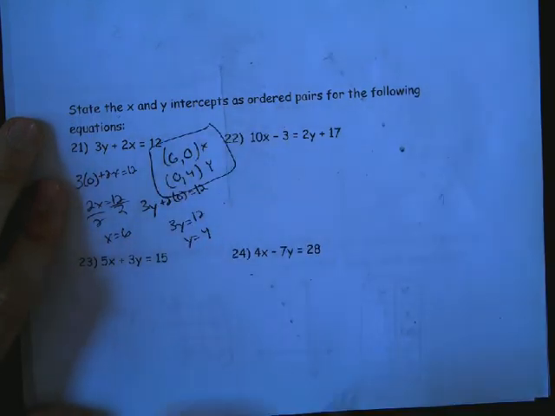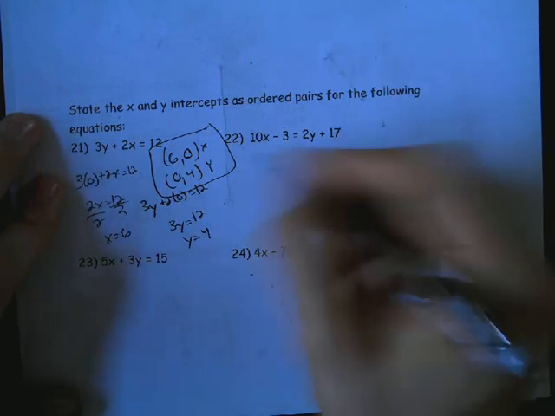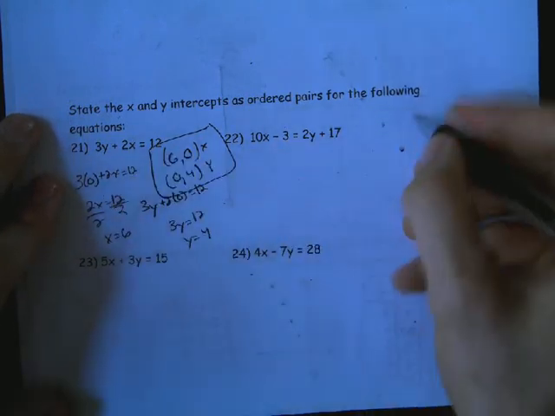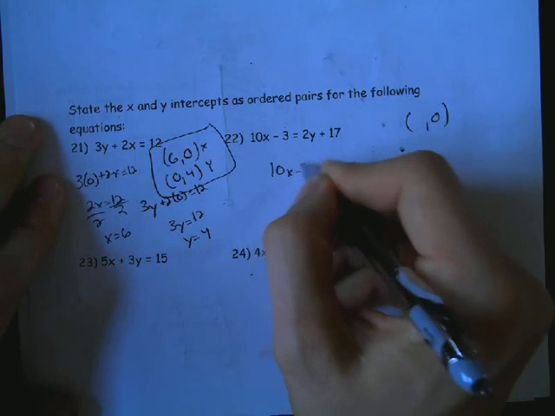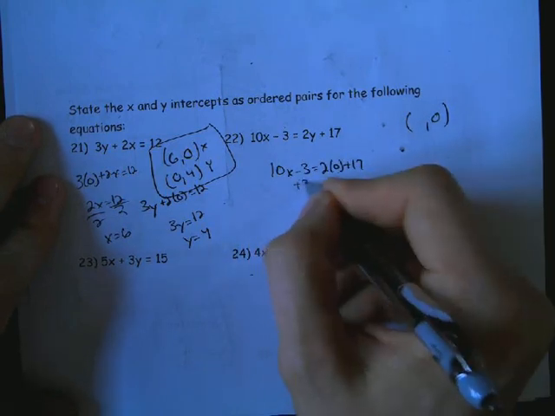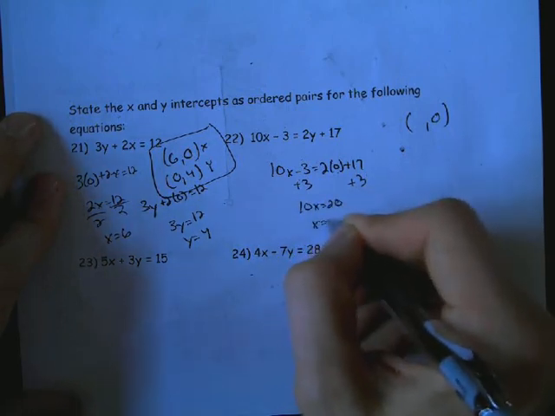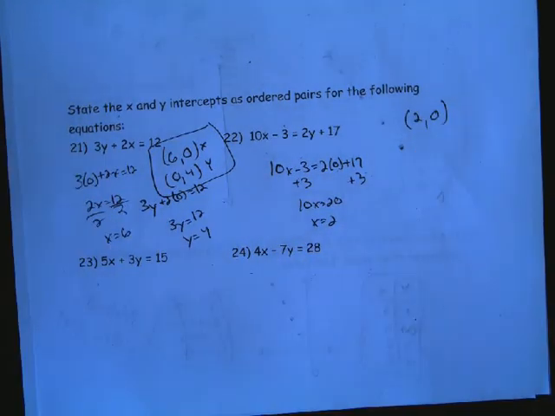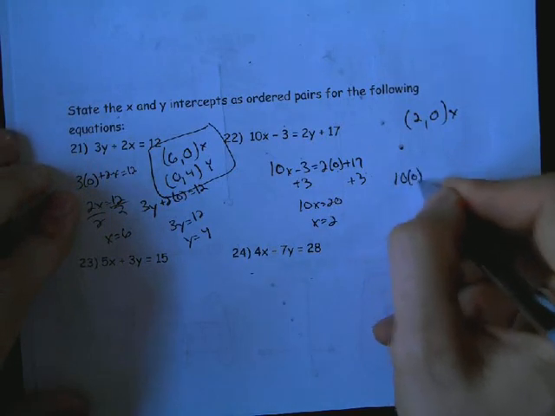Make sure you list them as points. They are points. If it's not all solved over real nice like this, that's fine. You got a 0, you're going to put it in for y for my x-intercept. So 10x minus 3 is equal to 2 times 0 plus 17. Add 3 to both sides, and I'm going to get 10x is equal to 20. So x is equal to 2. So when y is 0, x is 2. This is my x-intercept. My y-intercept, x is 0.